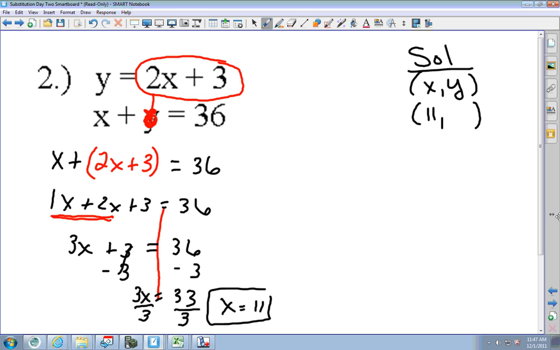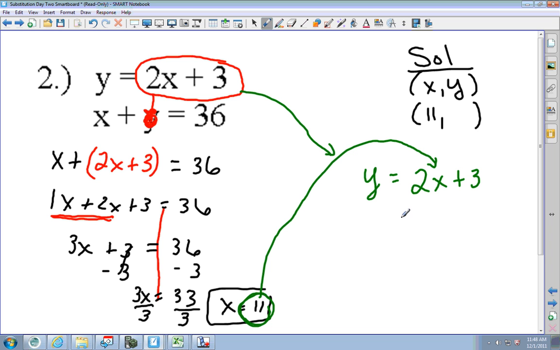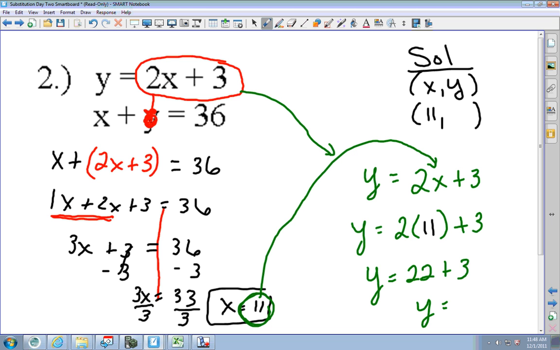Now, I need to figure out which one of these equations I'm going to use. I always use the one that says y equals. I get y equals 2x plus 3. X is 11, so I'm going to put it in here for x. I get y equals 2 times 11 plus 3. Y equals 2 times 11 is 22 plus 3. Y equals 25.